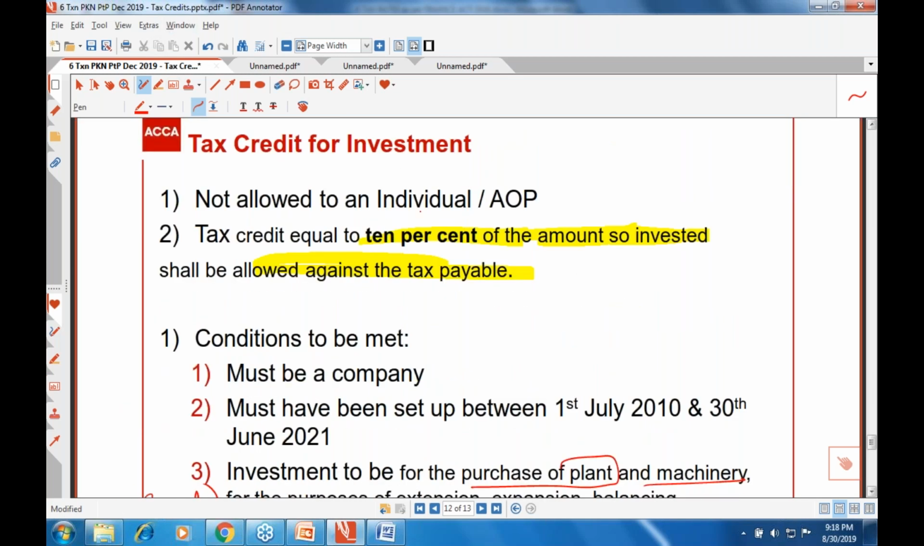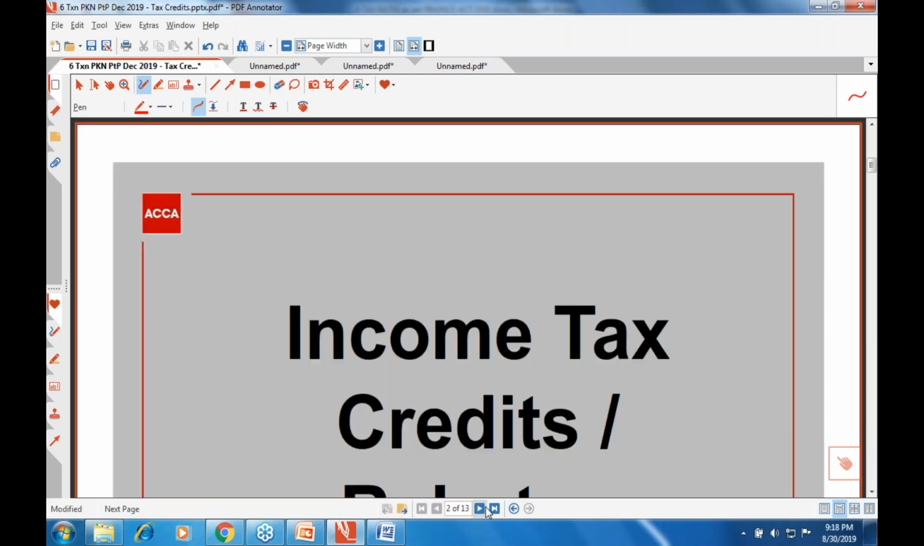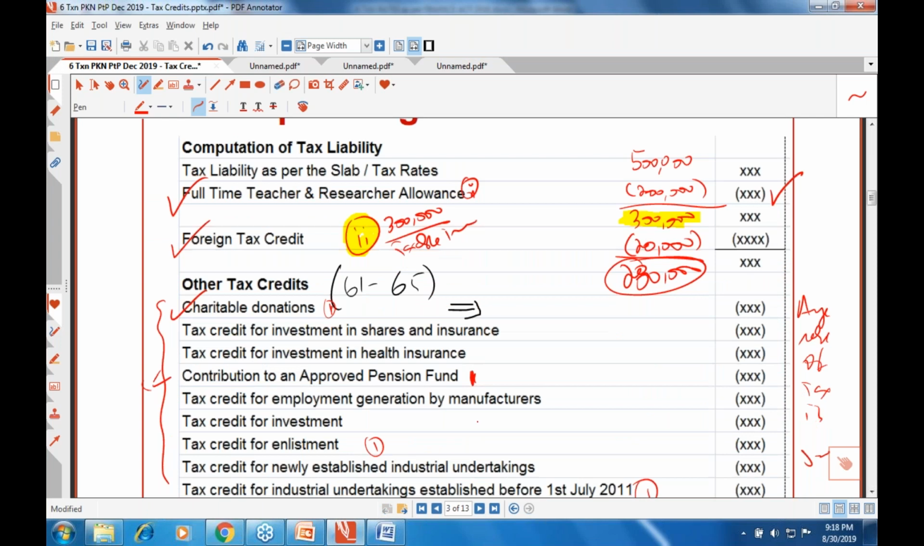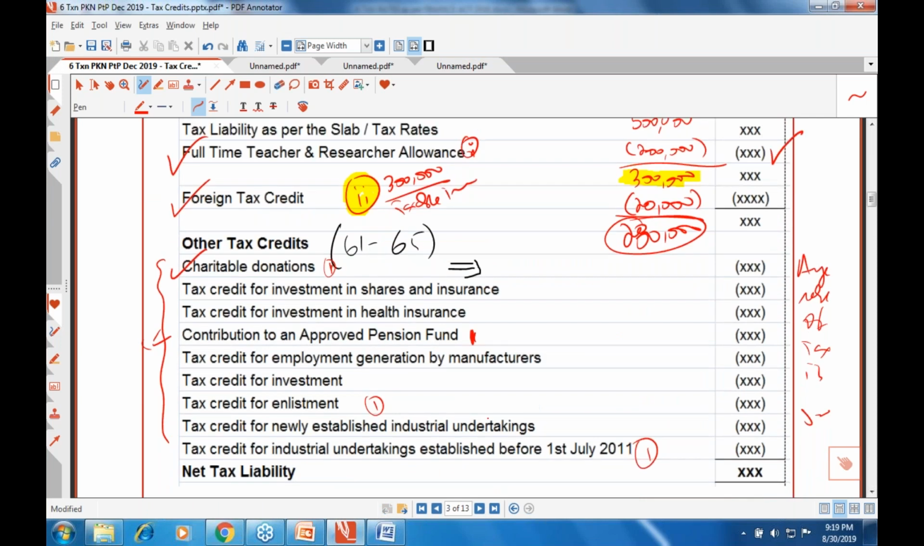So I'll go back to where I actually started off. Basically, if you want to know how the tax credits are computed, let's try to understand this. In order to compute the tax credits, this is what you have to follow, that the various rules are there. But overall, you need to understand that it's only the full-time teacher or researcher and the foreign tax credit where the tax liability changes. Then the remaining tax credits can be claimed in any sequence. It doesn't matter, because the average rate of tax is the same for all of them. Is it clear to everybody?